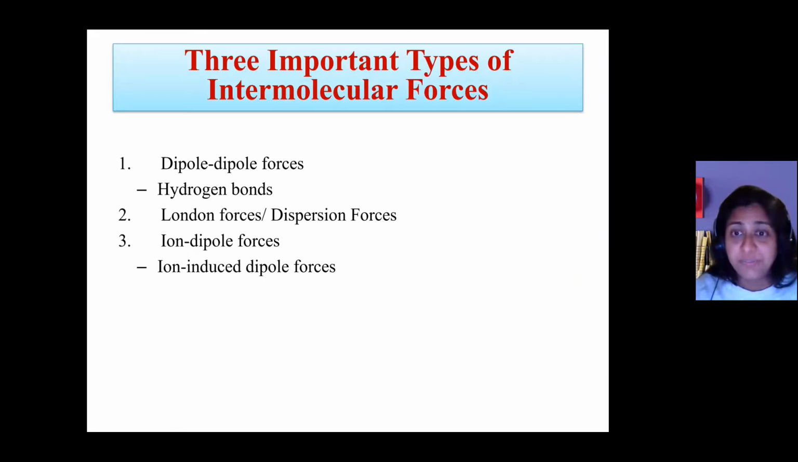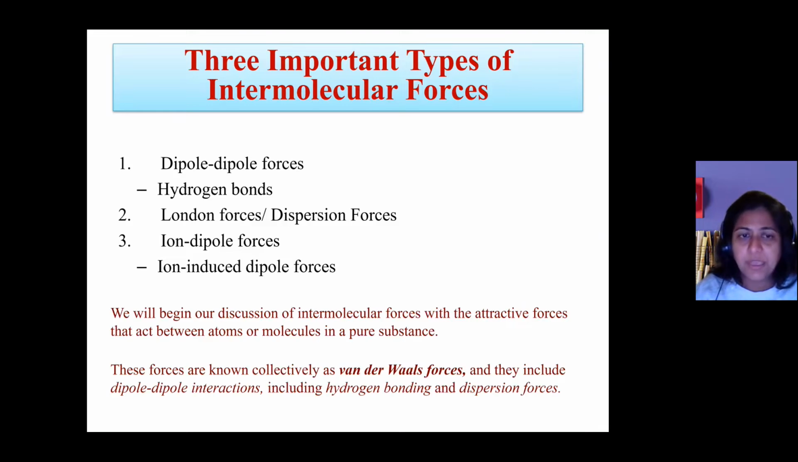We will talk about three different types of intermolecular forces. Dipole forces. We will also talk about the hydrogen bonds and the dipole forces. Next, the London forces, or they are known as dispersion forces. Finally, we'll talk about the ion-dipole or ion-induced dipole forces.